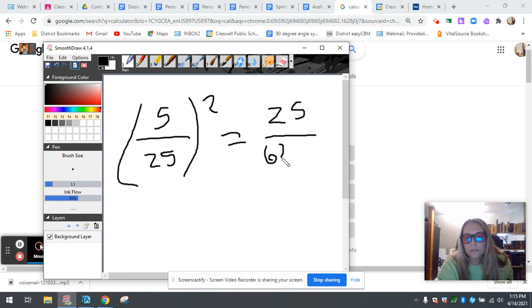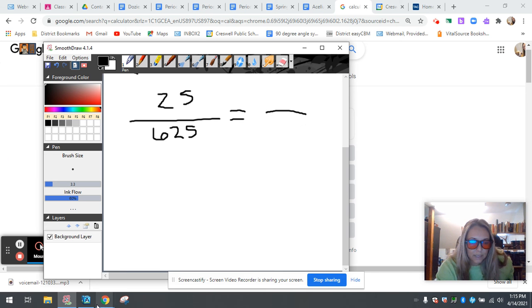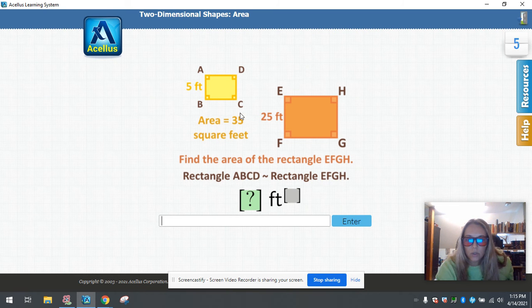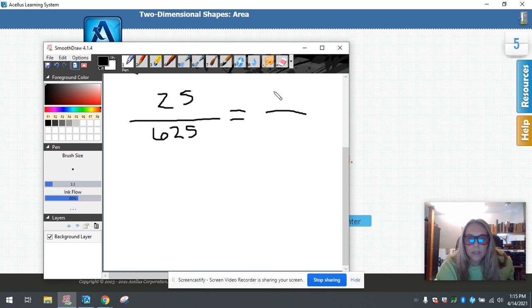Now I have to set up a proportional equation. So I've got 25 over 625 equals, what is the area of the little rectangle? Oh, it is 35. I'll put that here. Trying to figure out the area of the larger rectangle.